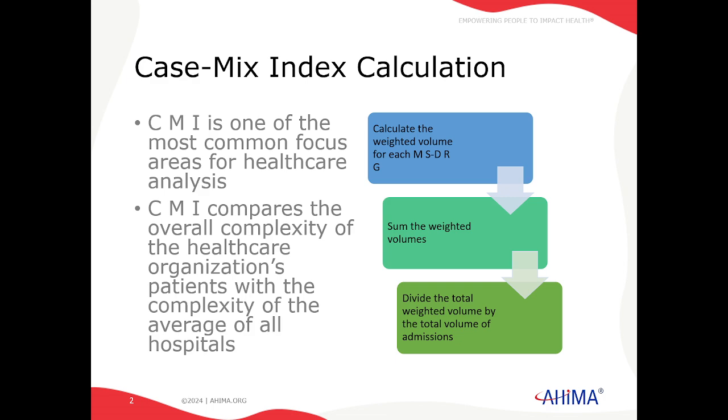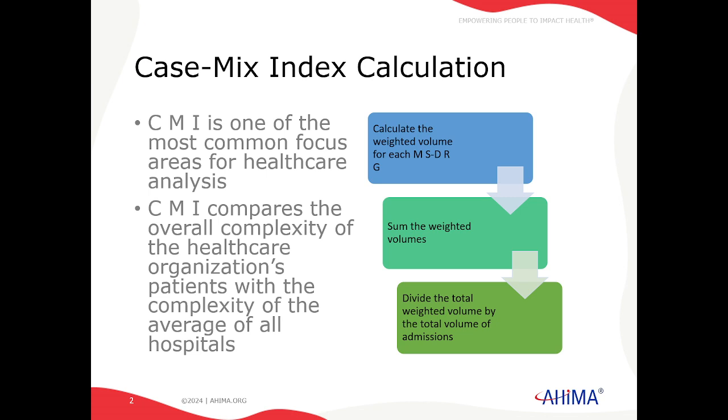So over here on the right-hand side, it's the steps that we do. We first calculate the weighted volume for each MSDRG. That's simply multiplying the MSDRG times the relative value to determine, remember that usually the highest value is the most revenue. We add up all the weighted values, and then we divide that by the total volume to get our CMI. So our CMI is the sum of those relative weights and then the number of volumes or the number of times that it occurred.